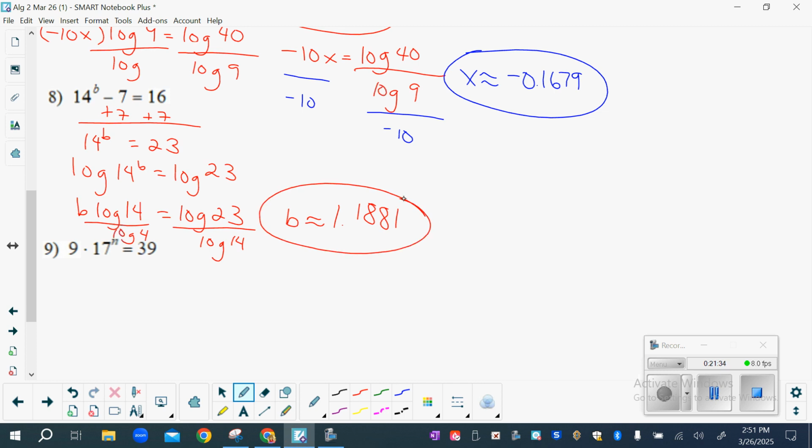Okay, let's just talk about the first step on number 9, because we haven't had one like that, and then we'll stop. What's the first step on number 9? Anybody have any idea? Divide by 9. That's right. First divide by 9, and then go from there.